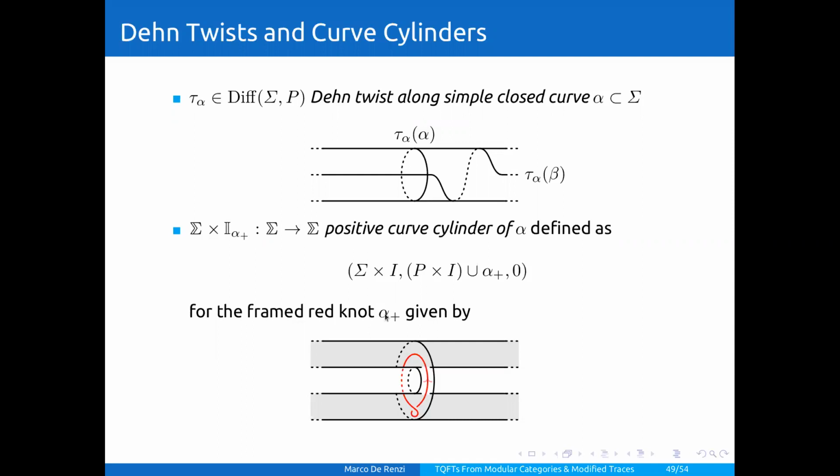Okay, this is called the positive curved cylinder. And you also have a notion of a negative curved cylinder, obtained from this one by simply changing the framing. And this is the picture. You have a minus instead of a plus, right? So this is another important morphism of the category of admissible decorated cobordisms.